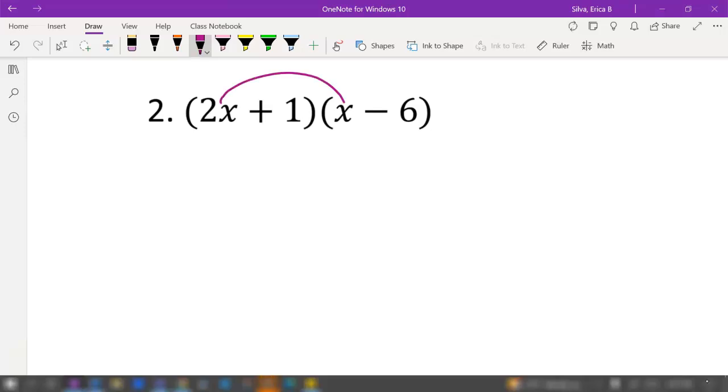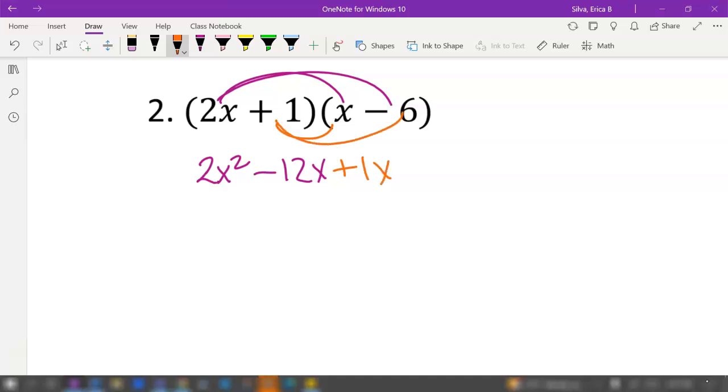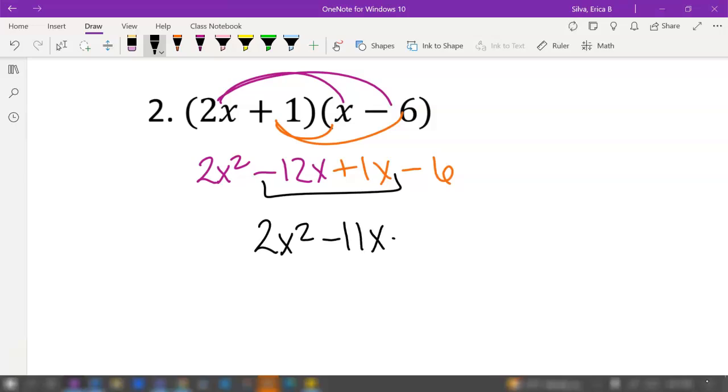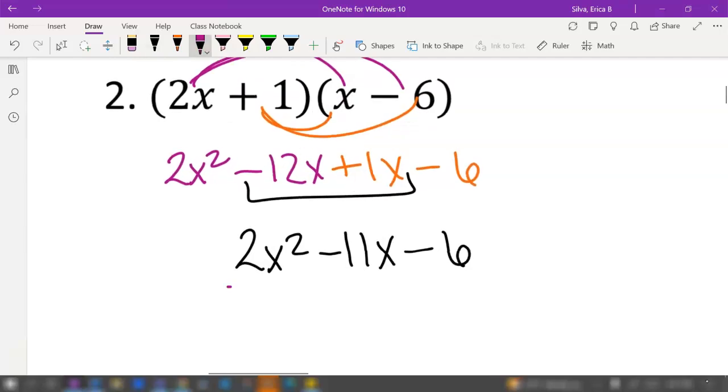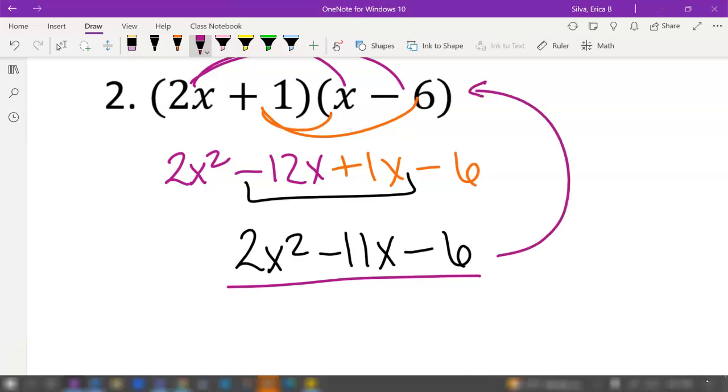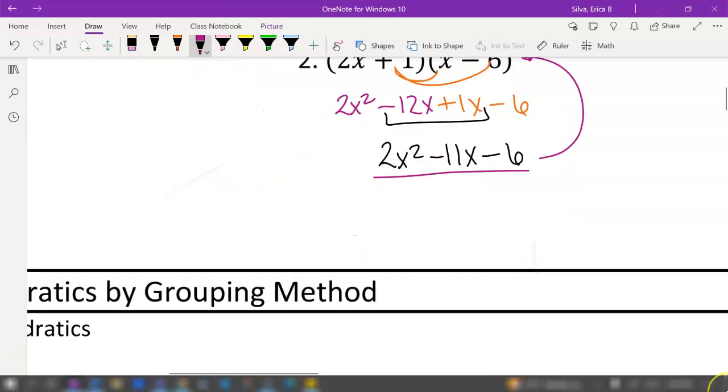Here we're going to use double distributive, 2x times x, 2x squared, and this gives us negative 12x. Then we can multiply using the second term, and then 1 times negative 6 is negative 6. We can combine these two. We get 2x squared minus 11x minus 6. So again, today we're going to go from this form, which is standard form, back to a root intercept form where we're going to be able to solve for our solutions or our zeros to find the solutions.